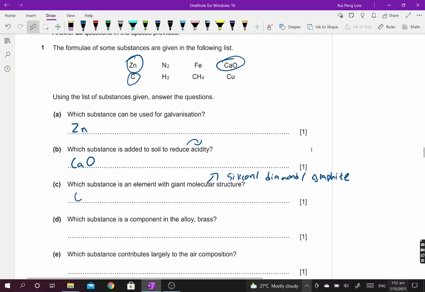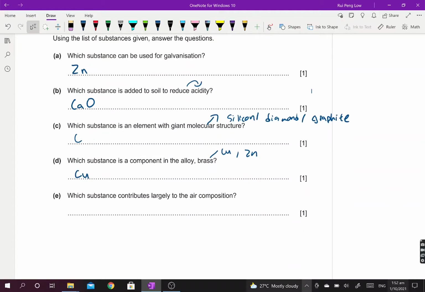Which substance is a component in the alloy brass? So for brass, you just need to know that it's made out of copper and zinc. So it's copper.